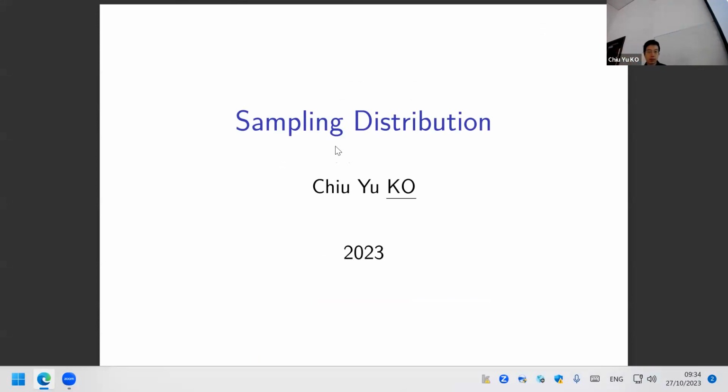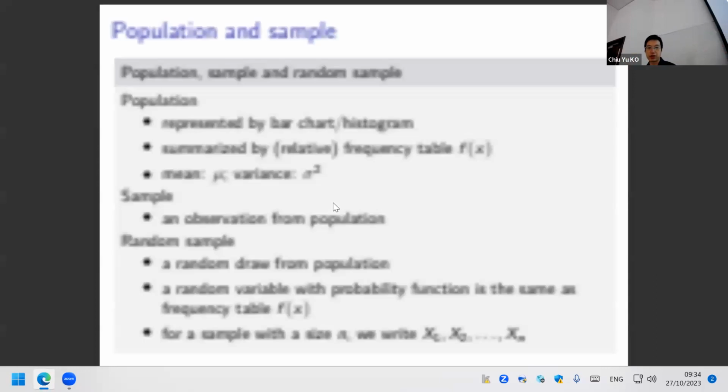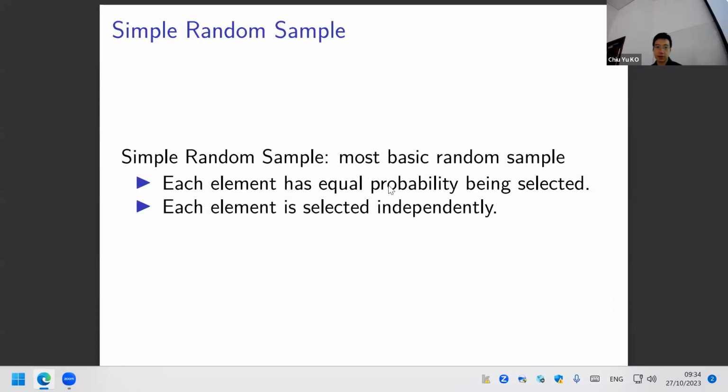Okay, so the main thing we need to recall is the meaning of population and sample. The idea is that the population will be the one we want to study, okay? But we can only study part of it, which is called the sample, because we are never able to collect all the data, right? So we are only able to get part of it, and then we want it to be representative. So one way to consider a sample is called a simple random sample.